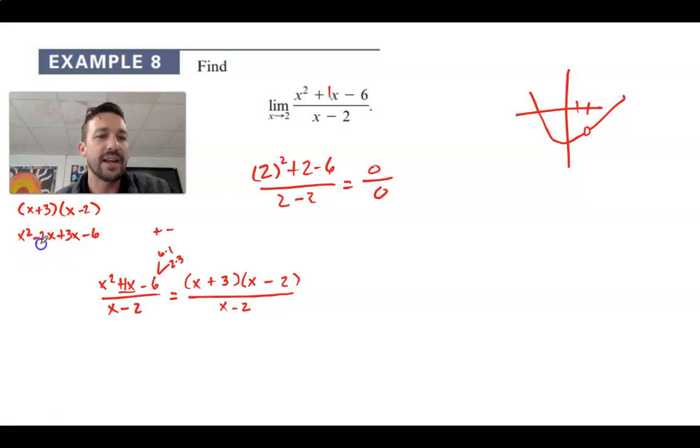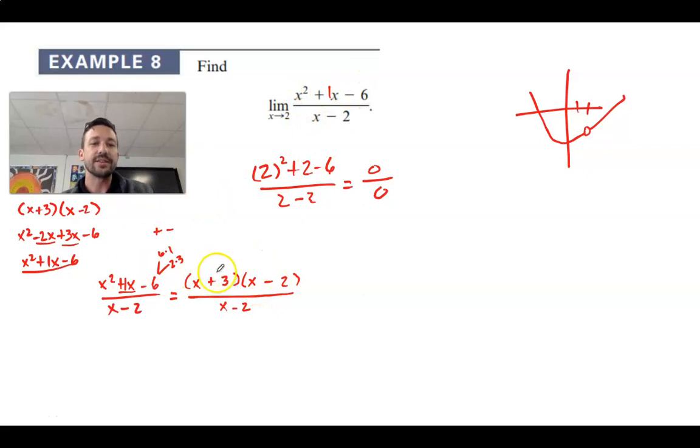And then if you combine like terms, if you remember that, those 2 x terms can go together. The x squared just comes down because it didn't combine with anything. Negative 2x plus 3x makes plus 1x. And minus 6 comes down because there was nothing to combine it with. And that is the same as the top, right? So that's why it was factored.